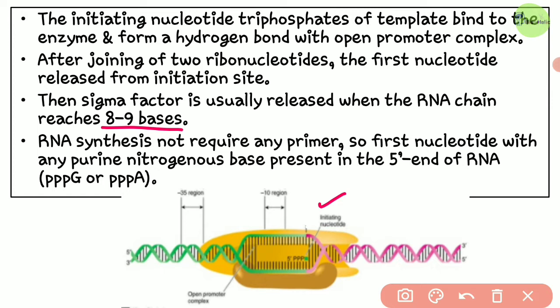So the first nucleotide is any purine, that means adenine or guanine, present at the 5' end of the RNA, that means PPPG or PPPA. That's why I can say that the first DNA base which is transcribed is either cytosine or thymine, that means opposite to guanine or adenine, right?